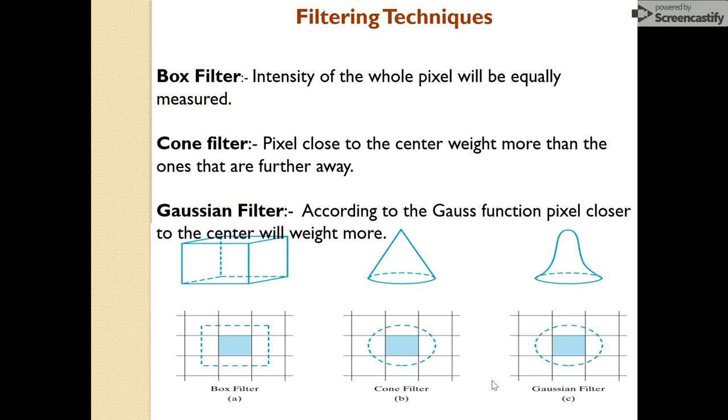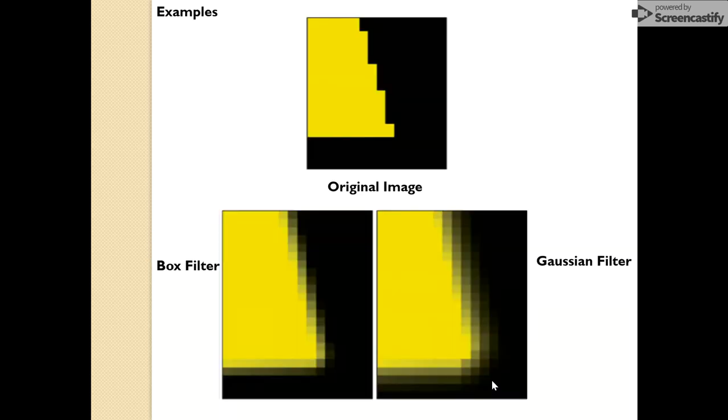Coming to the third filter, that is the Gaussian filter. When it comes to the Gaussian filter, with the Gauss function, pixels closer to the center will weigh more. So this filter is better than the other two when it comes to filtering techniques. The Gaussian filter is considered superior to the box filter or the cone filter. In the example we can see that a Gaussian filter is applied and the edge of the image is smoother than the one with the box filter.